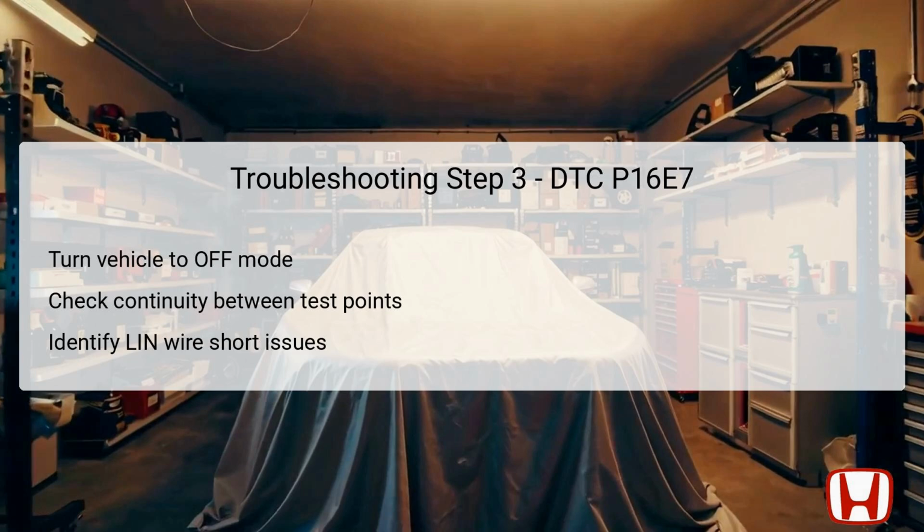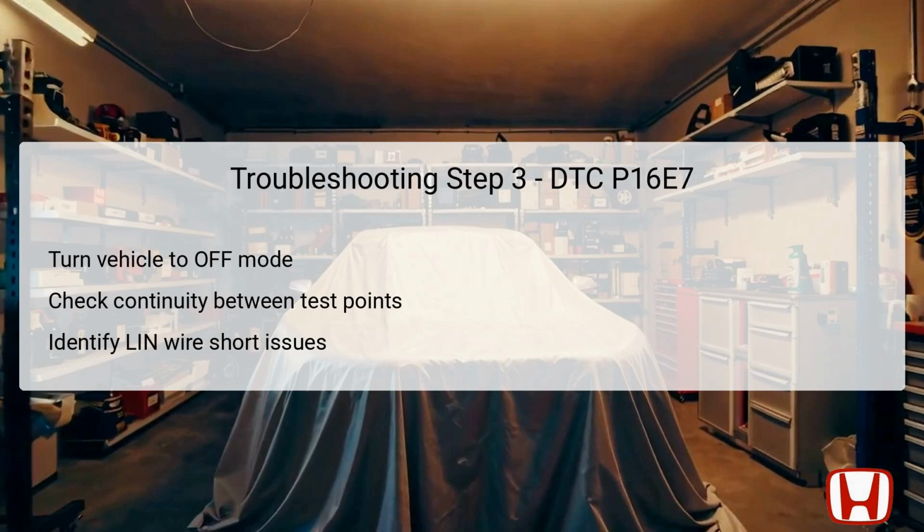The third troubleshooting step involves assessing the integrity of the LIN wire connections. Begin by turning the vehicle back to the off lock mode to ensure safety during testing. With the vehicle off, check for continuity between designated test point number 2 of the battery fan motor 3P connector and body ground. This diagnostic will reveal if the LIN or LIN ACG wire is shorted, resulting in abnormal behavior of the battery blower system.